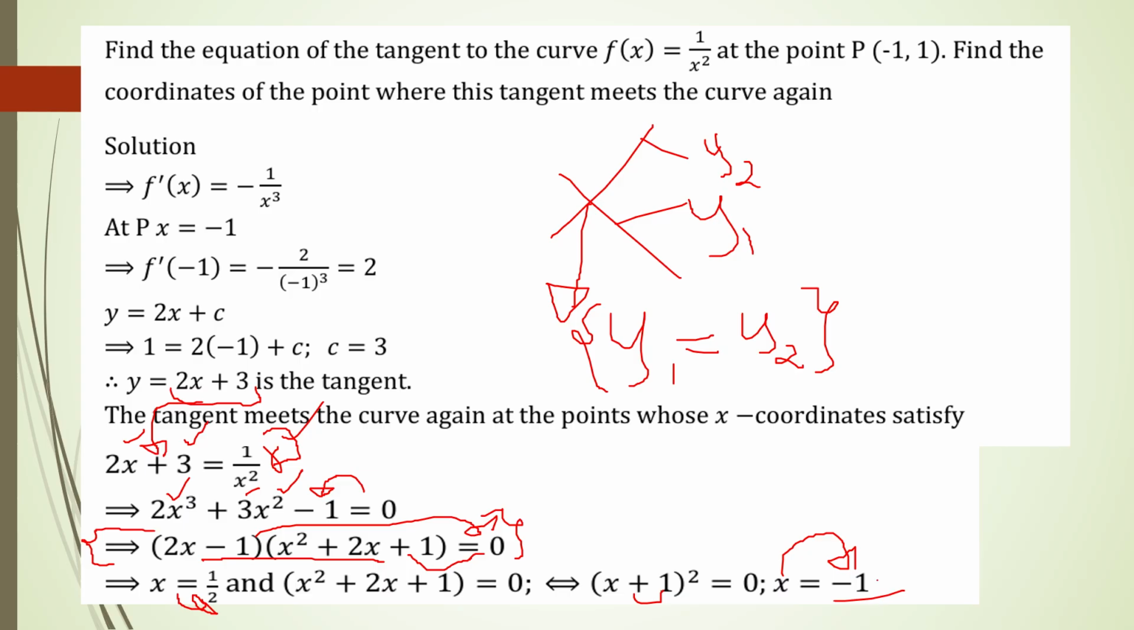Since we're having two values of x, remember that you're looking for a point. A point has to have x and y. So we have to get the first value of x, which is 1/2, and then we get the corresponding value of y. We also get the second value of x, which is -1, and then we get the corresponding value of y. So let's do that.